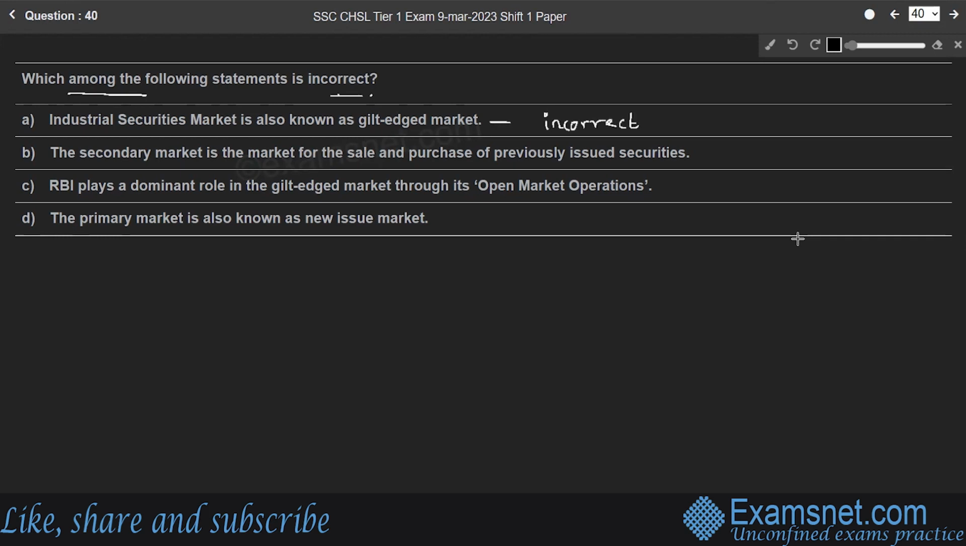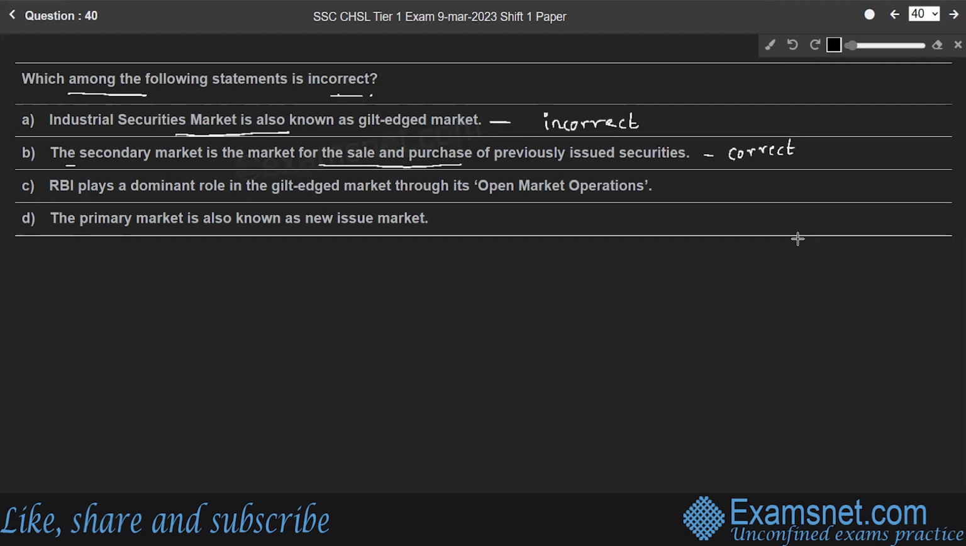So industrial securities market is not known as gilt-edged market. Whereas the second one, the secondary market is the market for the sale and purchase of previously issued securities, which is correct. Here investors buy and sell securities that have already been issued by companies or other entities. In contrast to the primary market, where securities are issued for the first time, the secondary market involves the trading of existing securities between the investors.